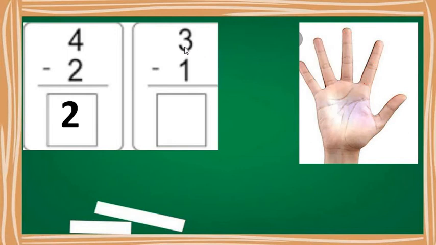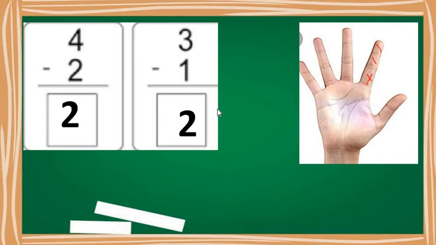Next sum is 3 minus 1. What is the sum? The sum is 3 minus 1. What does it mean? Now you all can understand. Start counting on your fingers, my dear. Count 3 fingertips. 1, 2 and 3. Stop. Now cross out 1 out of these 3 fingertips. So we can say that 3 minus 1 is equal to 2.